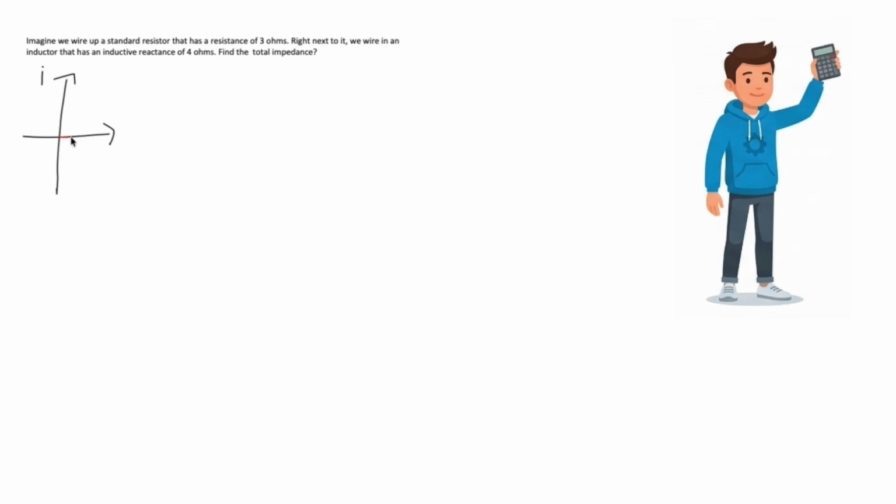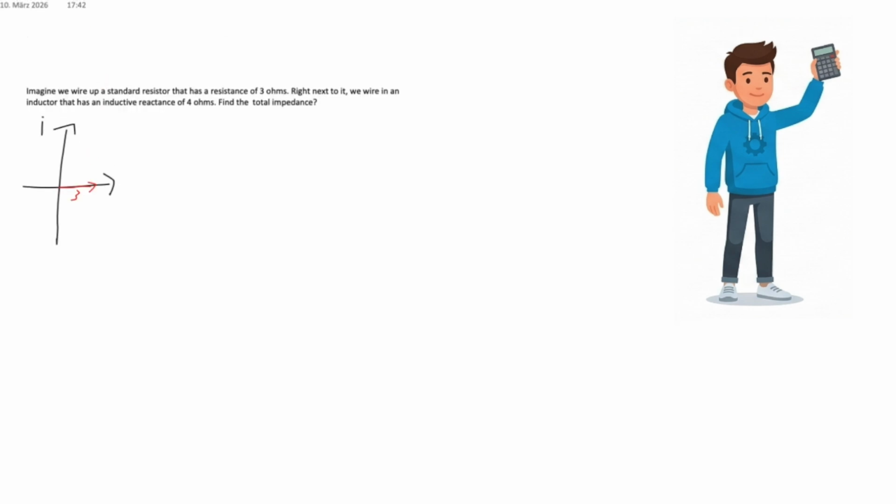The resistor doesn't delay anything, so its 3 ohms go purely on the real horizontal axis. But the inductor creates a 90-degree phase shift, so its 4 ohms go on the imaginary vertical axis. This gives us our rectangular form, Z equals 3 plus J4. To find out what this actually does to our sine wave, we need the polar form.